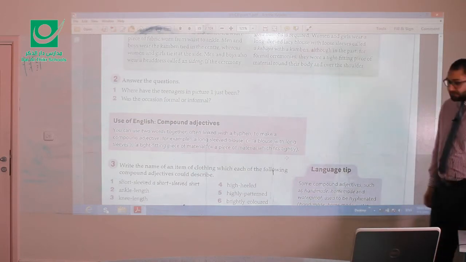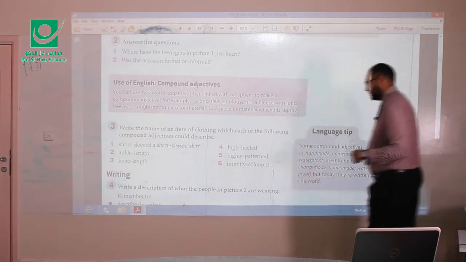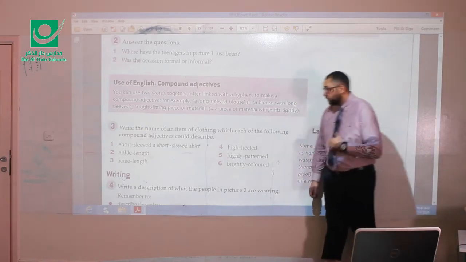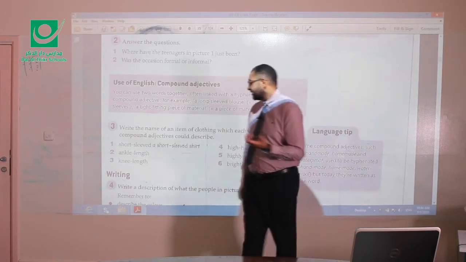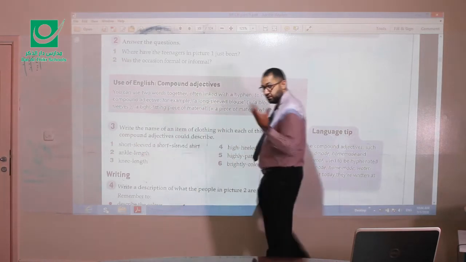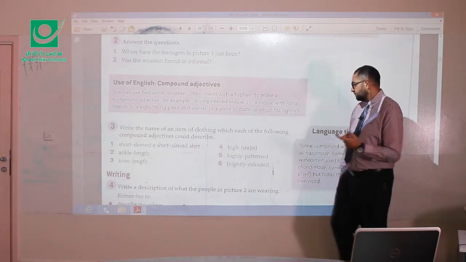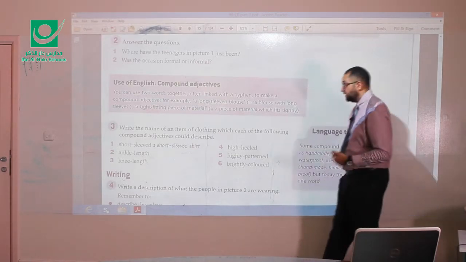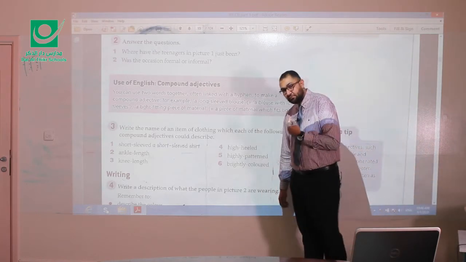Now, looking at the types of adjectives here, we have from 1 to 6. Short-sleeved, ankle length. How many words can you see in this kind of adjective? 2 words. That's why we call them compound adjectives. High-heeled, highly patterned, brightly colored, and so on. So think of an item of cloth for each of them that can match.